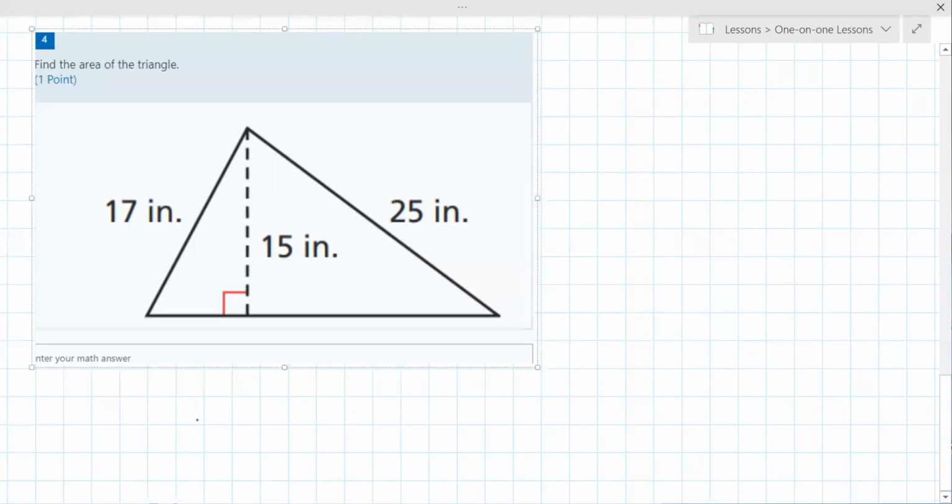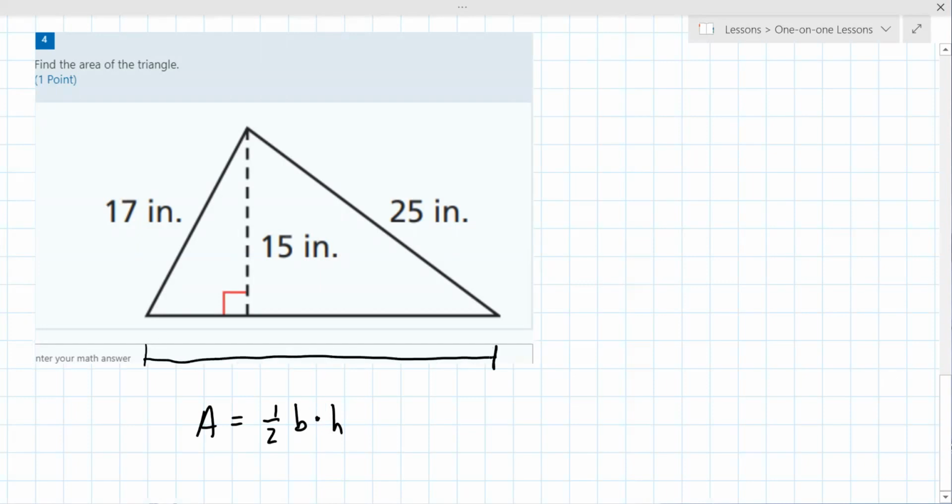Find the area of the triangle. So the area of a triangle is 1/2 base times height, okay? And the problem here is you don't have the base. This is the base down here. We don't have it, okay? We have the height, but we don't have the base. So we'll look at this as 2 separate triangles. The one on the left is 15 and 17, and we don't know this length here, okay?